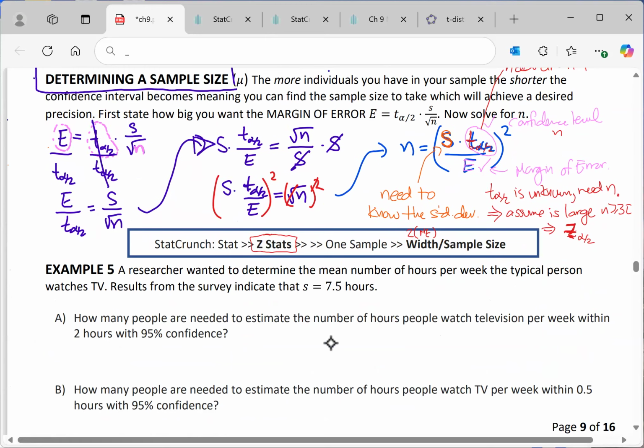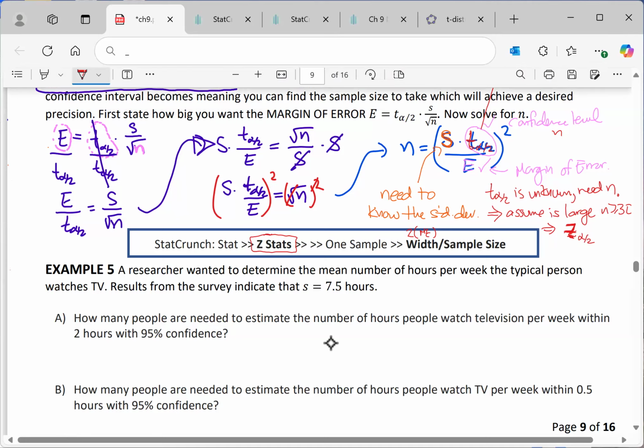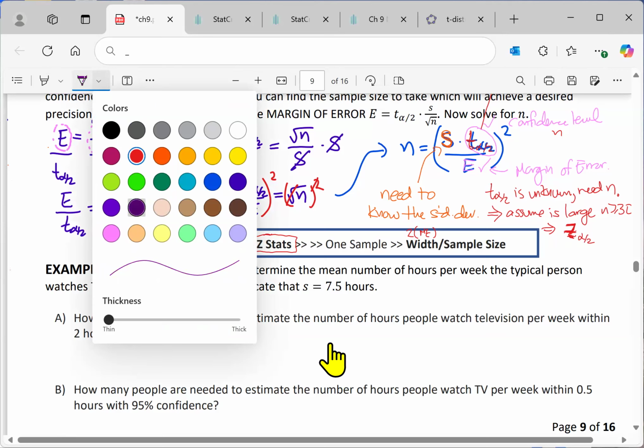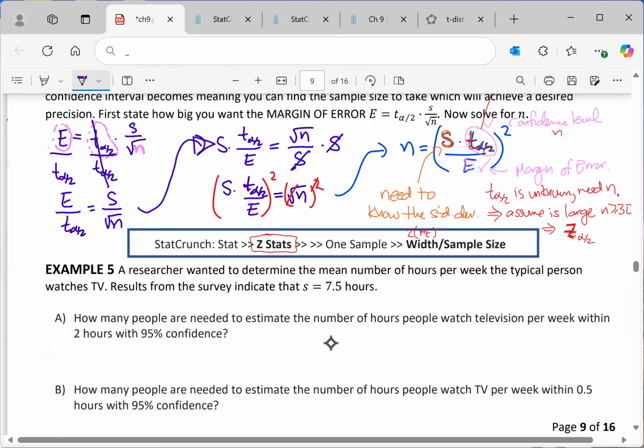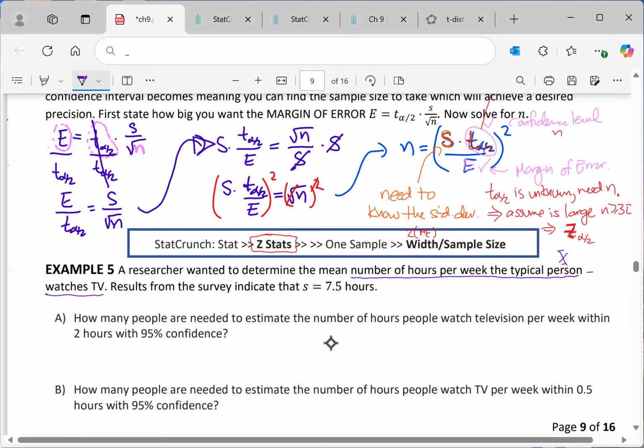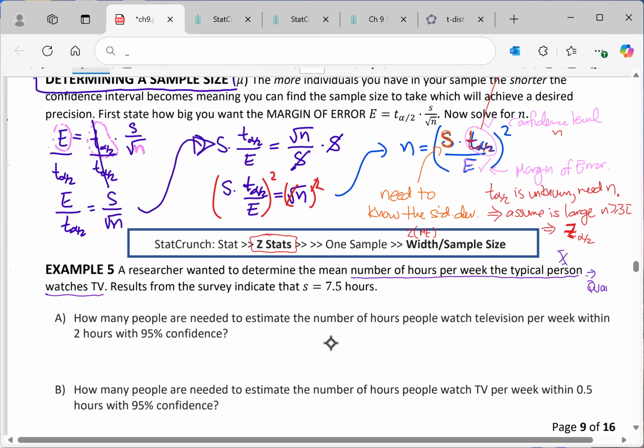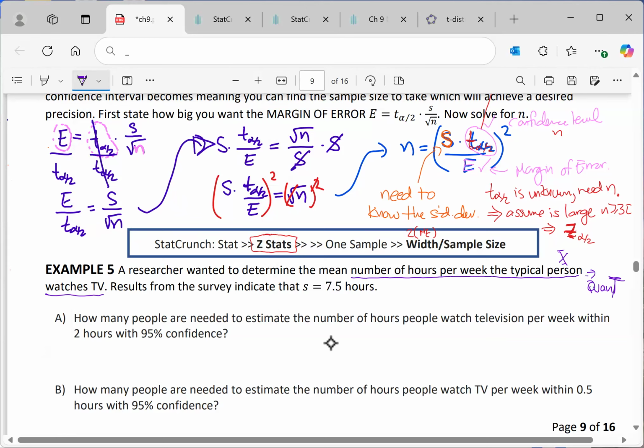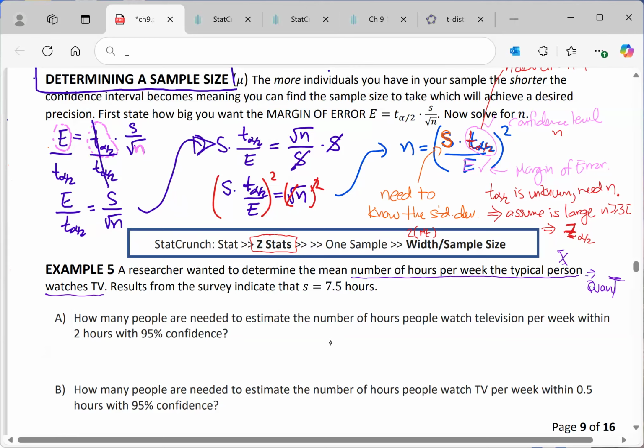So example 5 reads that a researcher wants to determine the mean number of hours per week that the typical person watches TV. I'm going to emphasize the variable that I'm interested in is the number of hours that a person will watch TV. So that's your random variable. That is a quantitative variable. That means that we're going to be talking about the mean. Results from a survey indicate that the standard deviation is approximately 7.5.